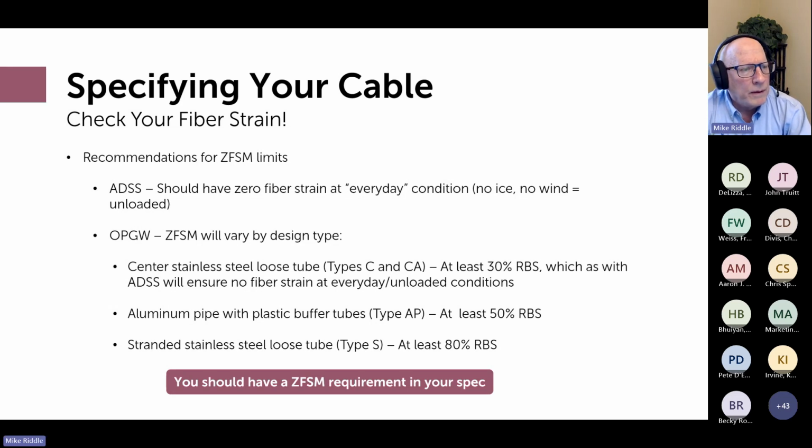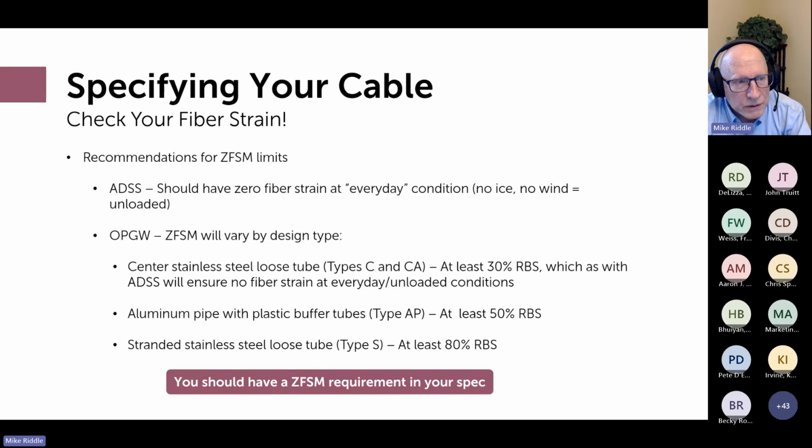Now you could say, well, but we only designed at 20%. 20% would be okay. I'm not going to object to it. The point is that you want there to be no fiber strain under an everyday unloaded condition. Why do I pick 30 though if 20 will do? Well, because your cable, a metal cable, is going to creep over time. And I think that's going to have the effect of lowering the zero fiber strain margin over time. So I would like to have a margin for error.